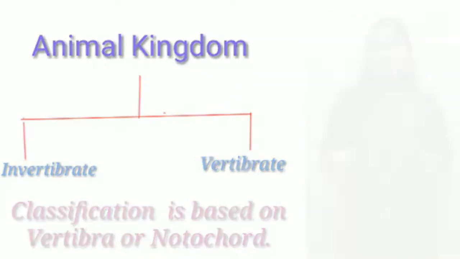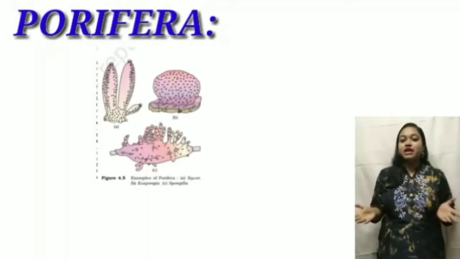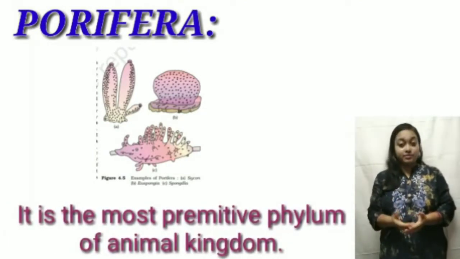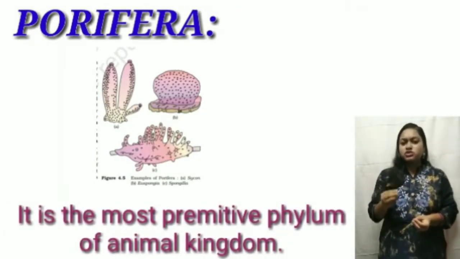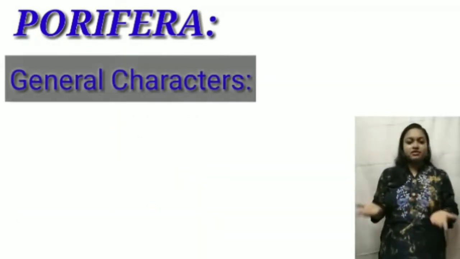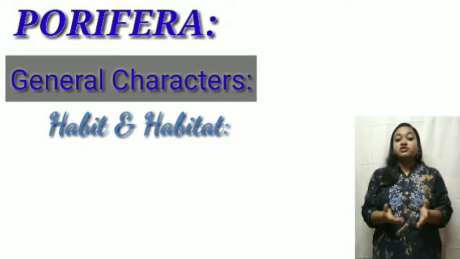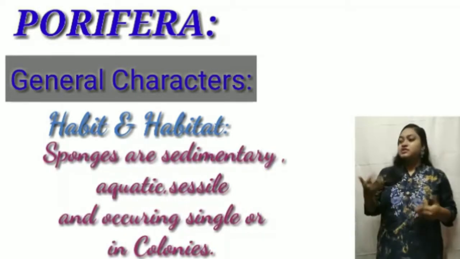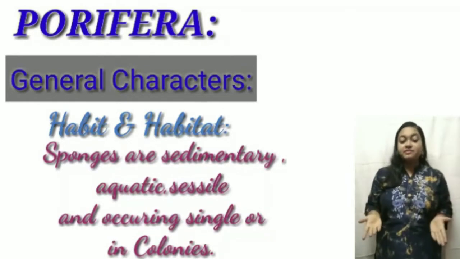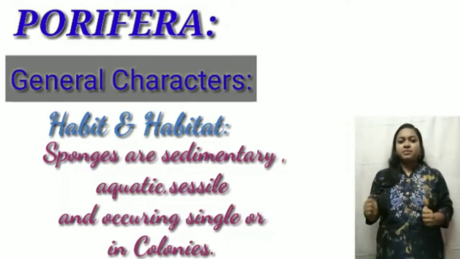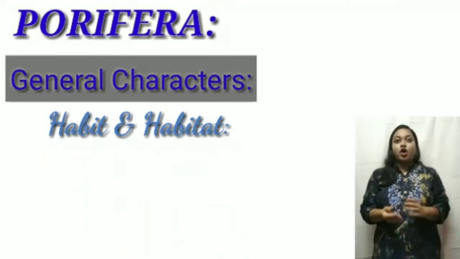So, let's begin. Firstly we discuss phylum Porifera. It is the most primitive phylum of the animal kingdom. Mostly sponges are defined as Porifera. Some general characters of Porifera are, firstly, habit and habitat. They are basically sedentary, sessile, aquatic, and they may form colonies or live singly.